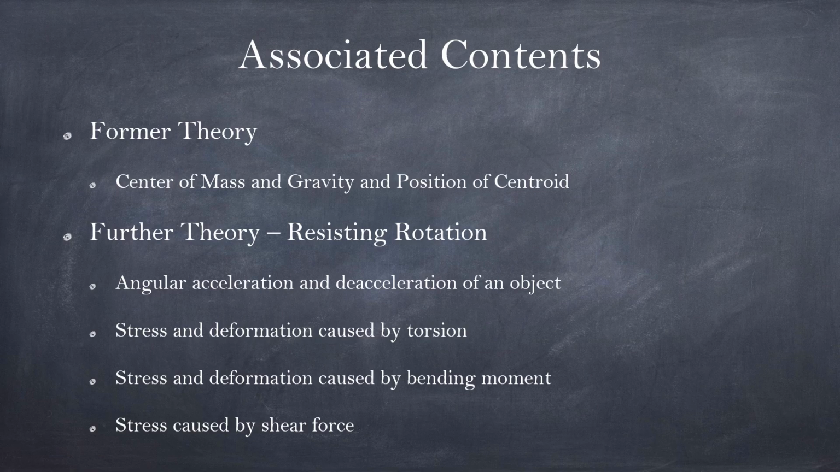And of course, in terms of statics and up to the structural analysis part, it will be involved with the stress and deformation caused by torsion, meaning twisting an object. Twisting means turning, so it's a moment there. The next one will be stress and deformation caused by bending moment. The bending moment actually causes rotation in the cross-sectional area. We will talk in detail later.